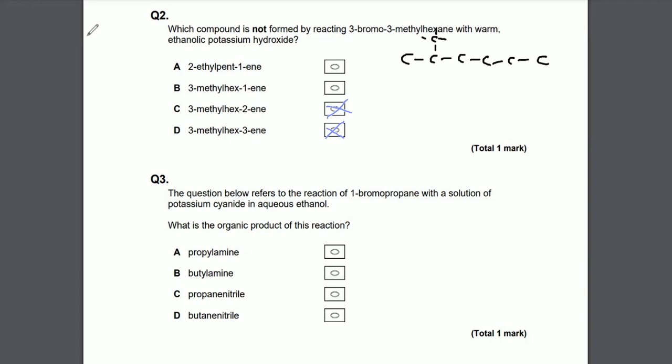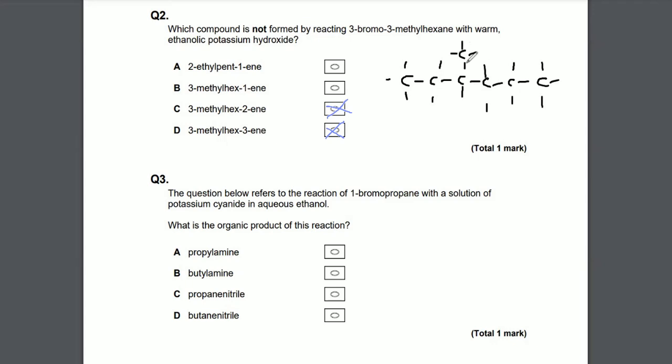So I'm redrawing 3-bromo-3-methylhexane here. I should have just kept leaving it on there, but there we go. I'm a bit stupid like that. So let's whack on the methyl group on the third carbon, not the second. Having a bit of trouble here with my old drawing. And then we want the bromine group on the third carbon too.